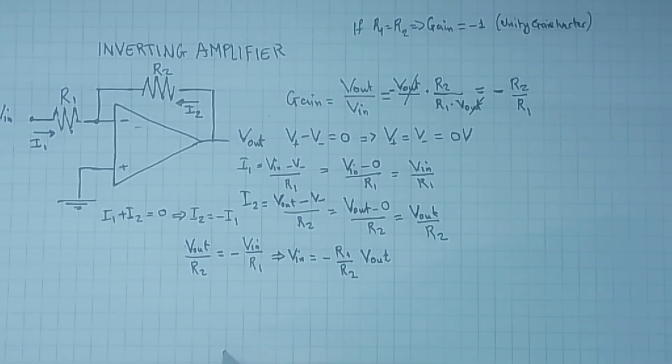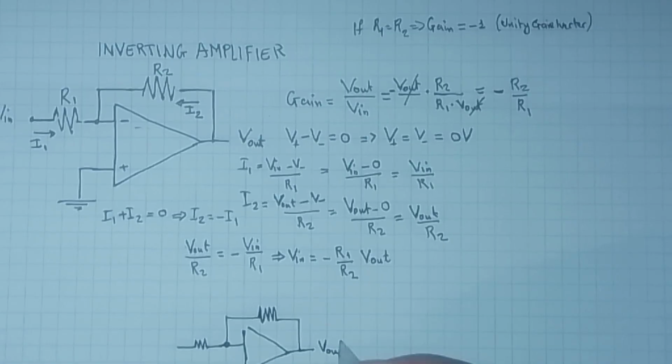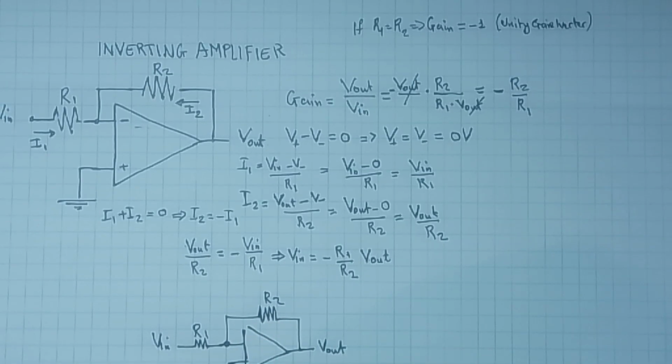So for a real op amp, to minimize the input offset current error, we need to put a resistor between the non-inverting terminal and ground of the value R1 in parallel with R2.